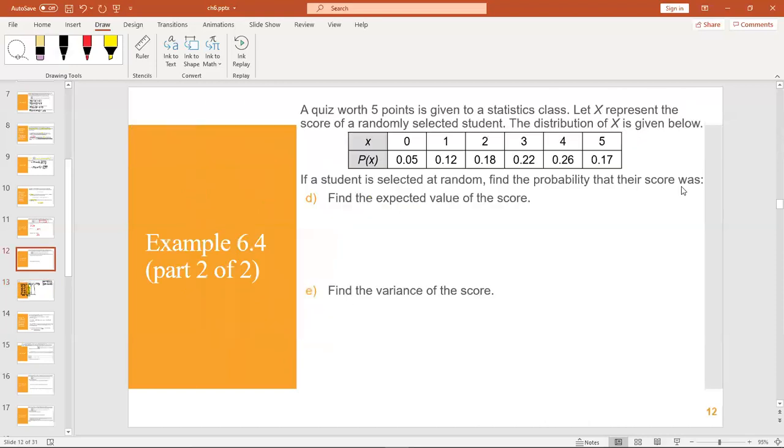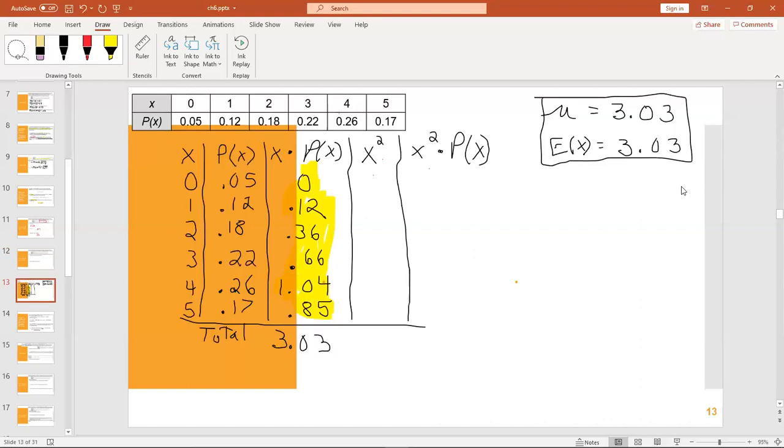So then the other thing that they ask us to do is find the variance of the score. So to find the variance, here's what we are going to do. We are going to square all the x values. So go back here. 0 times 0 is 0. 1 times 1 is 1. 2 times 2 is 4. 3 times 3 is 9. 4 times 4 is 16. And then 5 times 5 is 25.